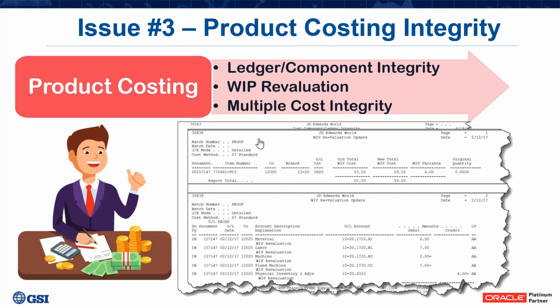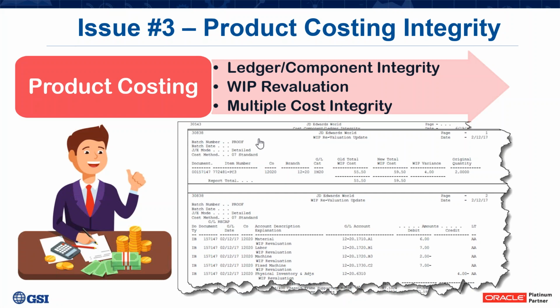Okay, so that is a very, very important thing to know, and not a lot of people know about that. Okay. Now, finally, the third one I'll talk about is multiple cost integrity. Now, this one is not common, and it does not happen very often, but I've seen it often enough to include it in the slides.